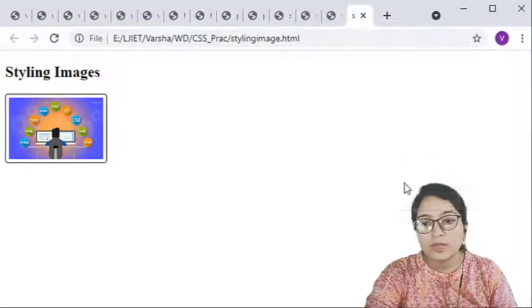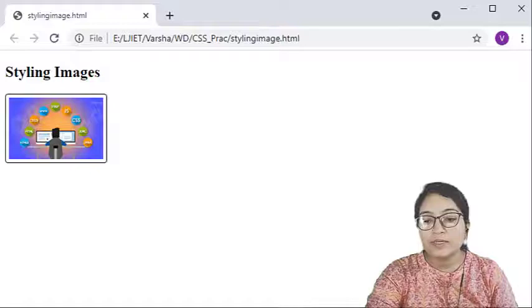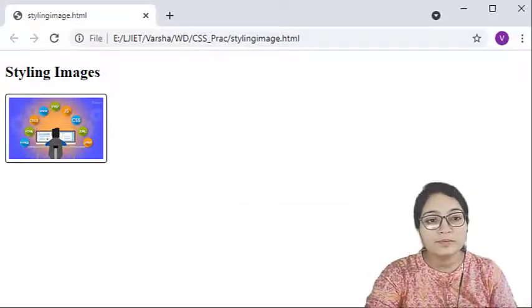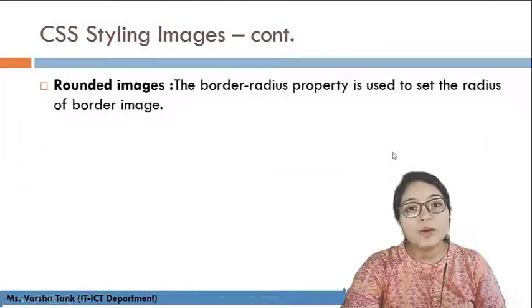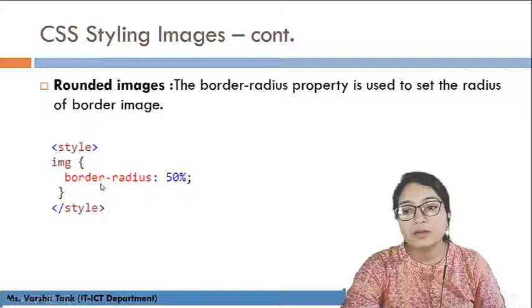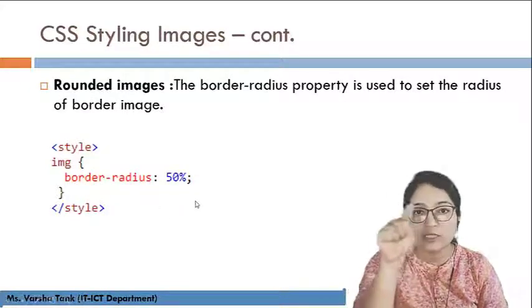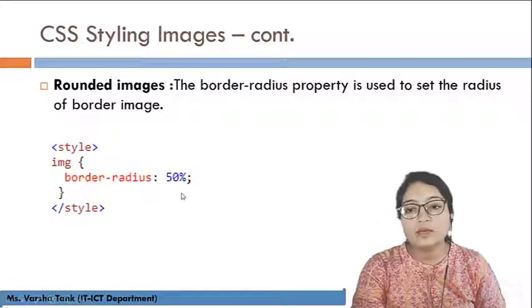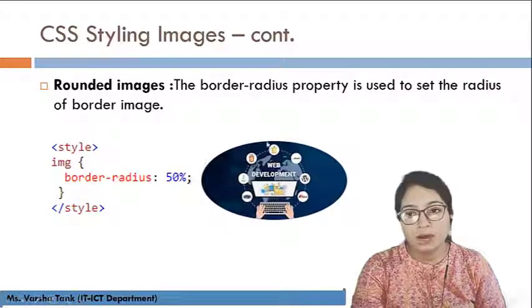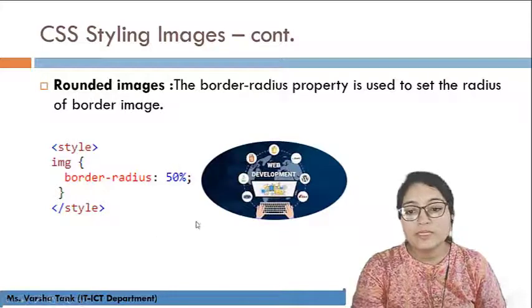Now just close other tabs. Now let's see another property. The next property is the rounded image. The border radius property is used to set the radius of the border of the image. Here border radius is equal to 50%. In the last image we also learned about border radius equal to 4 pixels, which just gave rounded edges. If you define the border radius property as 50%, you can define rounded images like this. Let's see the output for this.